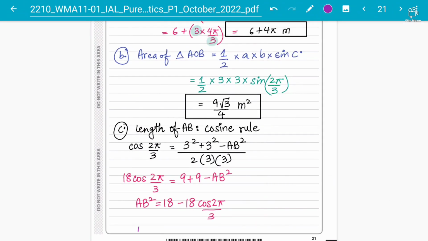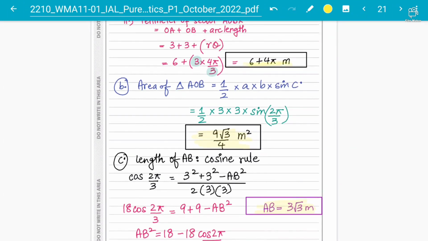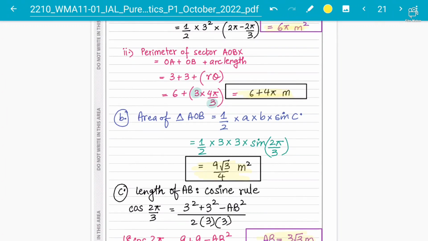So AB squared is going to be 18 minus 18 cos 2 pi over 3. I got it as 27. And here we go, I square root this whole thing, in real terms 27. So AB is equal to the square root of 27, which is basically 3 square root 3 meters. And here we have proved, students, that AB is 3 square root 3 meters. So this is another question answered correctly. This is already proven here, so you definitely got all the marks up till now, students. Perimeter, area of the triangle and the other areas, everything is clear here.